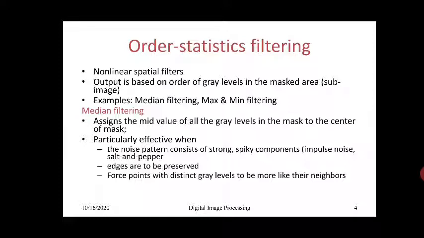Usually it is effective to remove salt and pepper noise. Salt is white: if the corresponding pixel has a high white value, it is called salt noise. If it has a low pixel value, a dark gray, it is pepper. If there is more salt and pepper noise, the image may not be clear. To remove this, we are using order statistics filters.